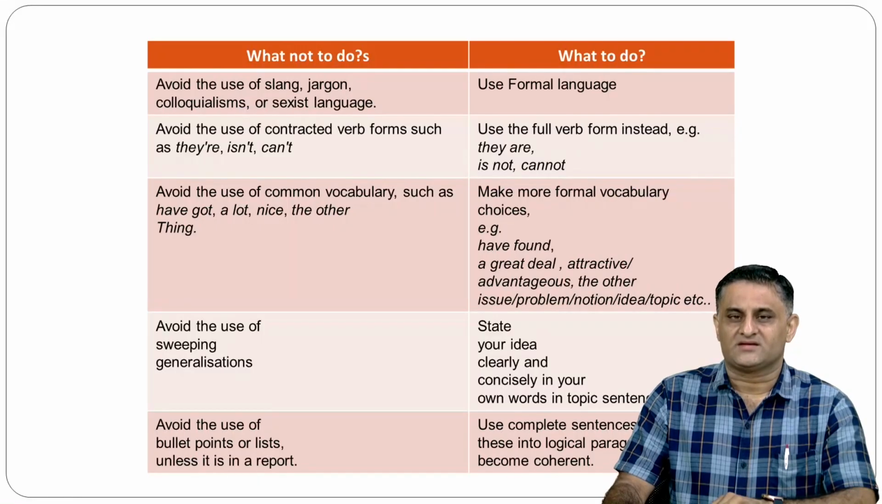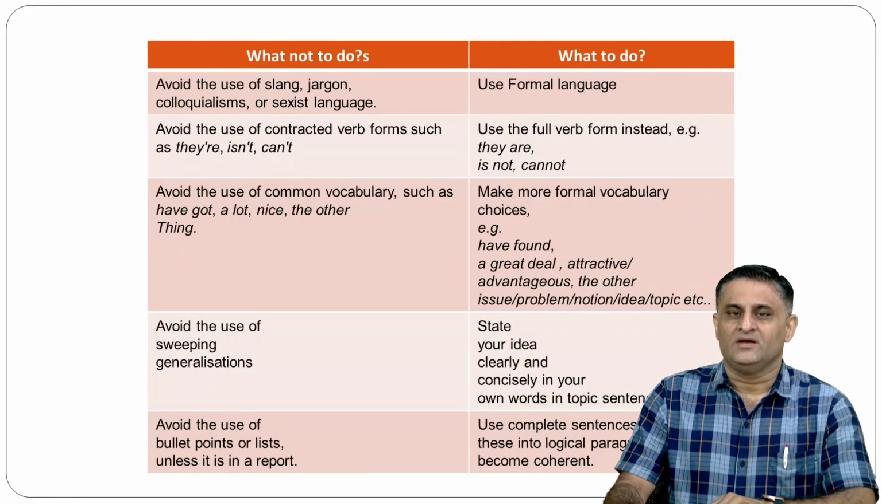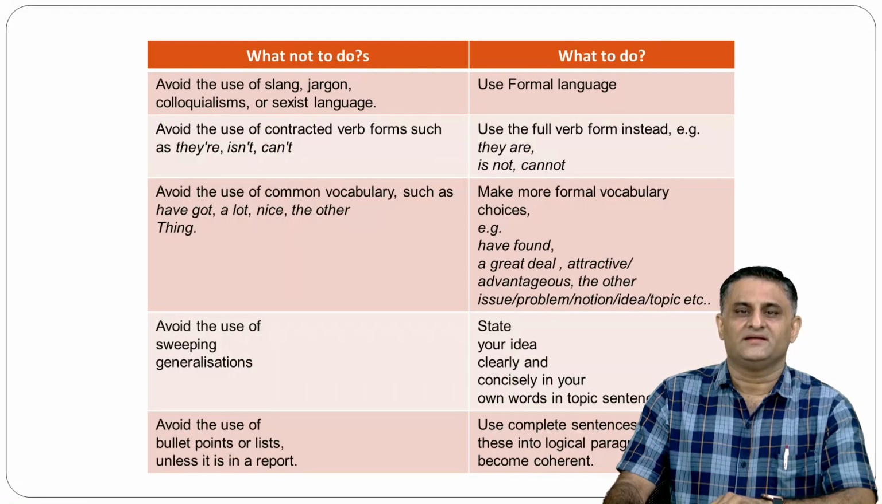Bullet points and lists. In this parameter, the image suggests avoiding bullet points or lists unless it's a report. Instead, writers should use complete sentences and logically structure paragraphs to make the content coherent and maintain formal writing standards. Overall, this guide helps refine language use, making it more formal, clear, and appropriate for academic or professional contexts.